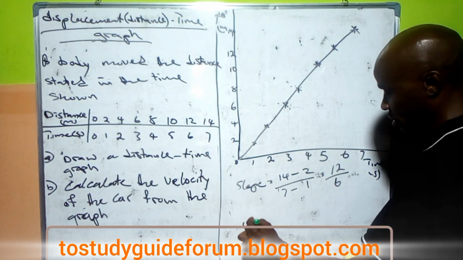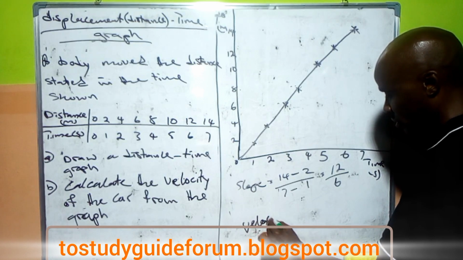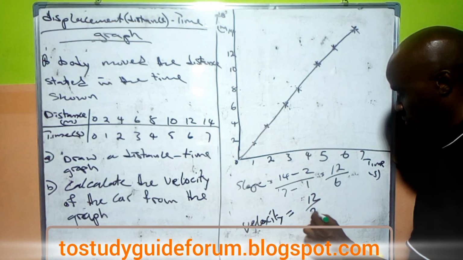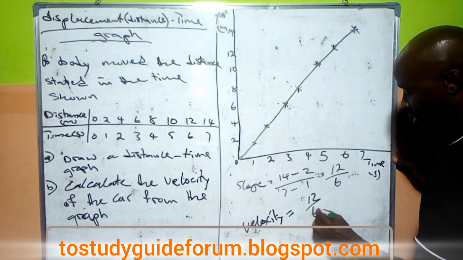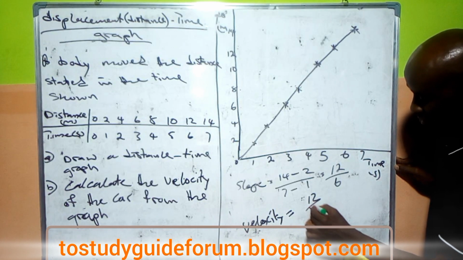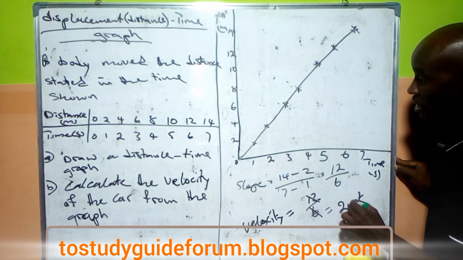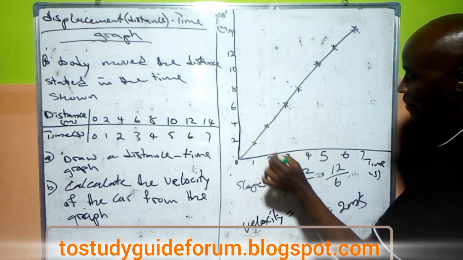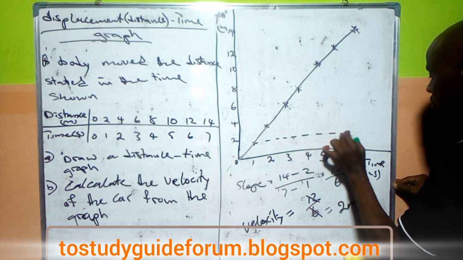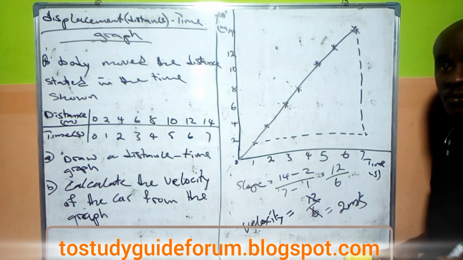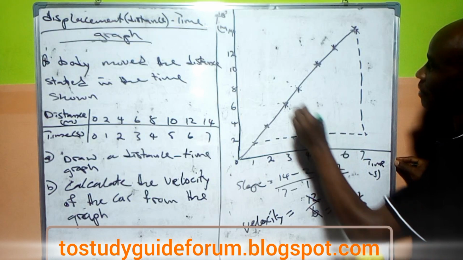That means velocity, which is the same thing as the slope, will then be equal to 12 over 6. So we will cancel out, what we have here will be 2 meters per second. Now, in our graph, it's always important to show these things. It's always important to do that if we are going to be effective.